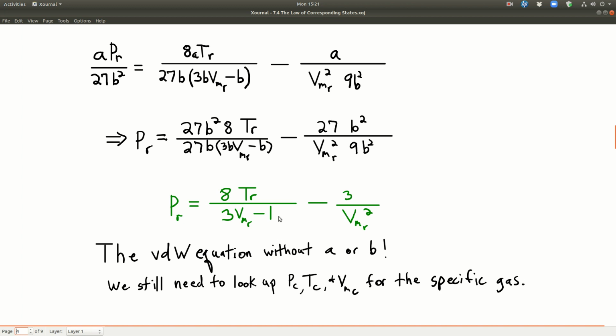However, it doesn't really do what we wanted to, because we wanted to get an equation that didn't matter which gas, that was independent of the gas, of the molecule. This is not, because we still need to look up the critical pressure, temperature, and volume for this specific gas.